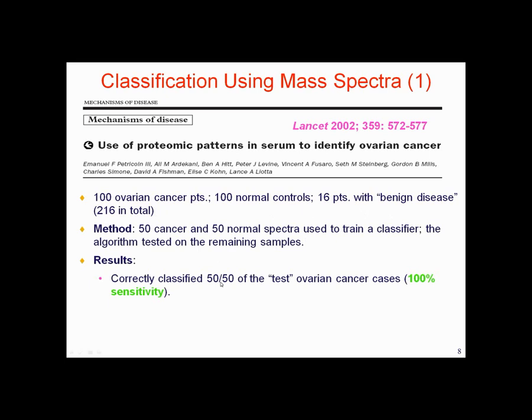They correctly classified 50 out of 50 test ovarian cancer cases, and they correctly classified 63 out of 66 of the non-malignant cases. So they had 100% sensitivity and 95% specificity. You cannot be better than that in medicine, actually. So of course this paper made a lot of noise, and it was pointing in the direction of mass spectrometry as a potentially perfect diagnostic tool for ovarian cancer, at least.